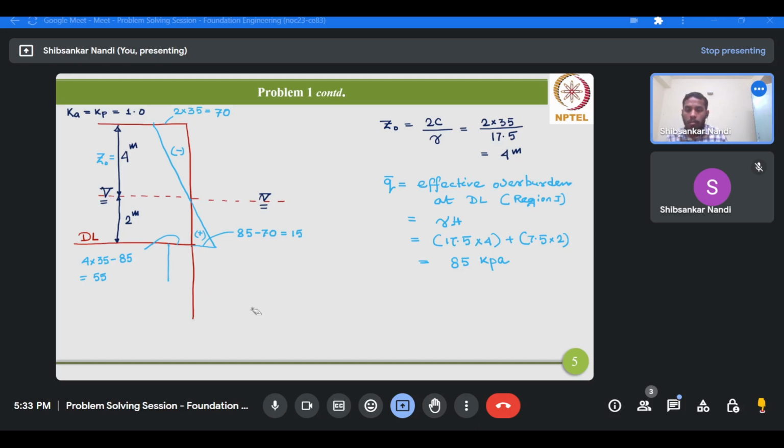And then it follows a uniform distribution, and then it basically changes the side from left to right and has a final value of 4C plus Q bar. That means 225. And this is the net earth pressure distribution.